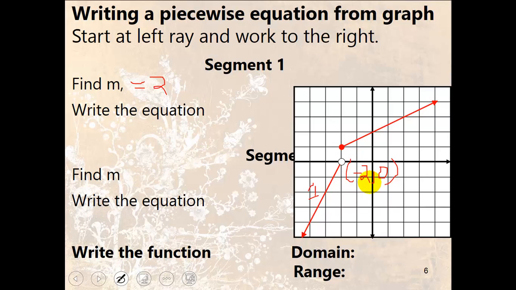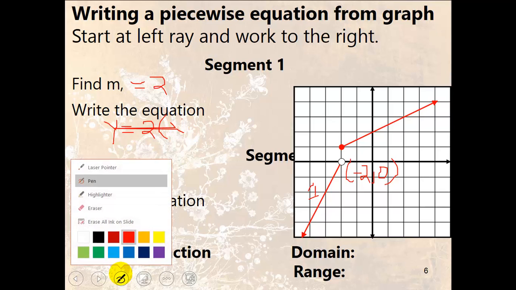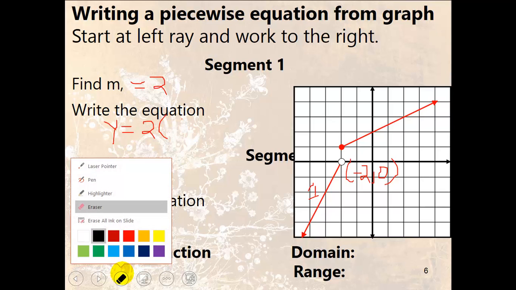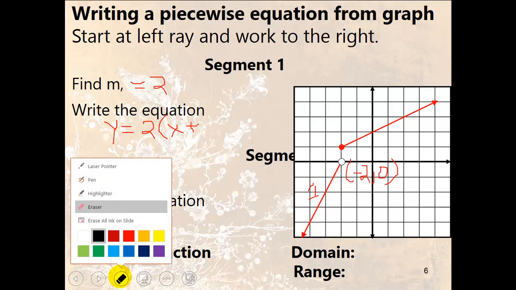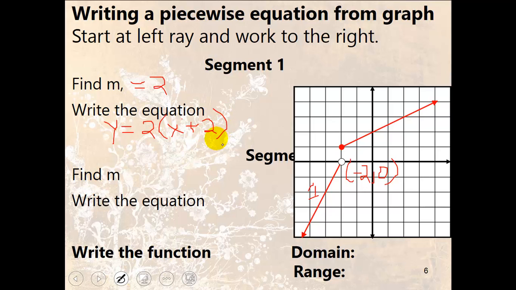Okay? So I'm going to plug that point in. So I have y minus 0 is equal to 2 times x minus a negative 2, or plus 2. Sorry, my pen is messing up. Must be getting tired. So y is equal to 2x plus 4. That's one part of our piecewise function.